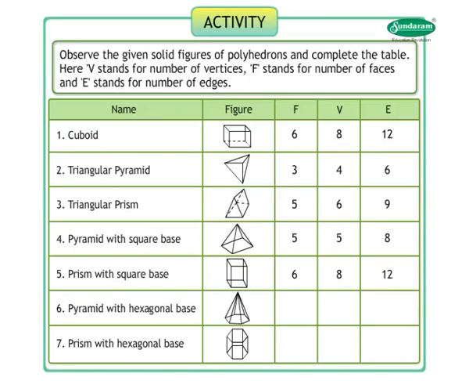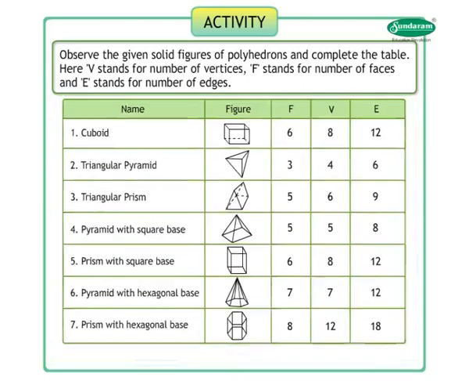Number 6. In pyramid with hexagonal base, it has 7 faces, 7 vertices, and 12 edges. Number 7. In prism with hexagonal base, it has 8 faces, 12 vertices, and 18 edges.